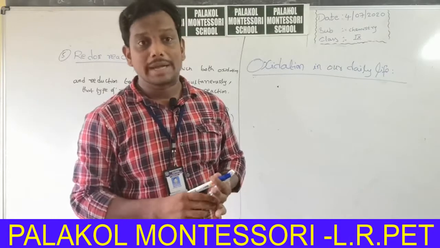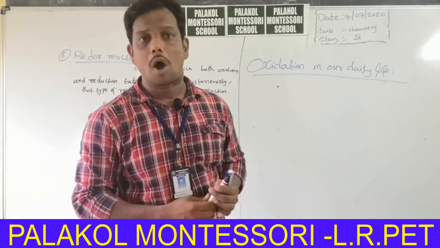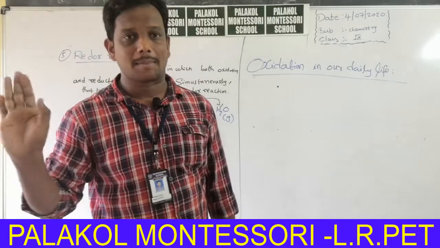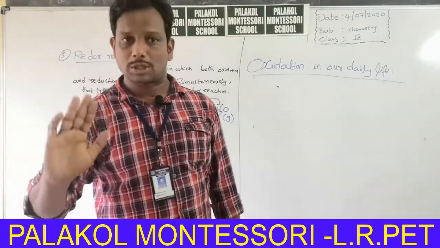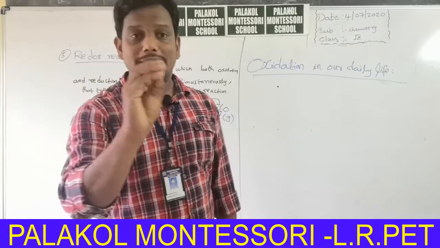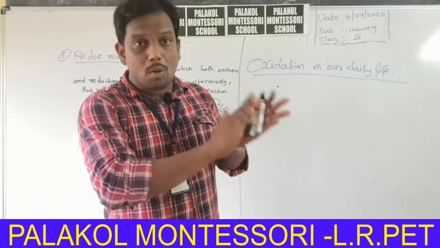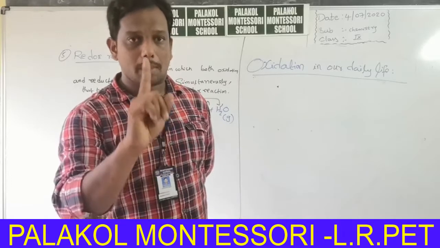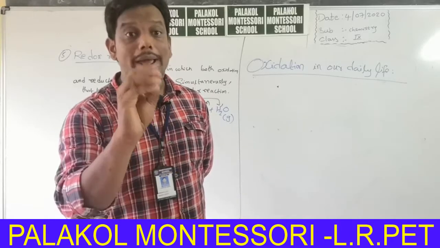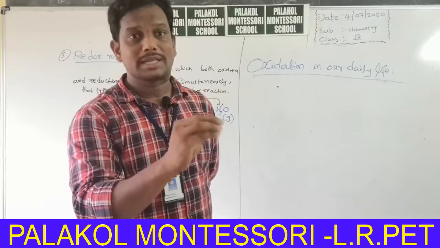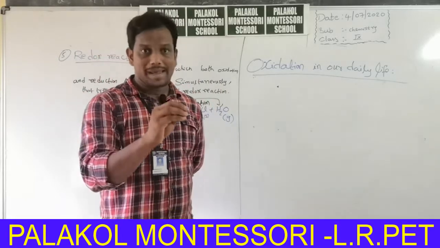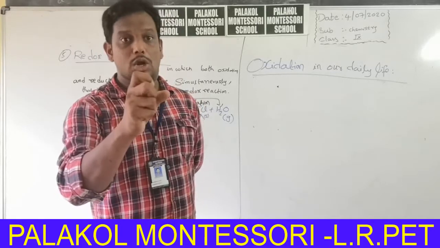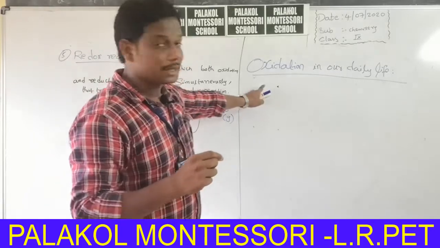Say for example, take brinjal or potato or apple, cut it into two pieces, and leave it for some time in the atmosphere, that means in the air. After some time you will observe a brown color layer forms on the apple or pears or banana or potato. Why? A new colored substance is formed. That is because of oxidation.